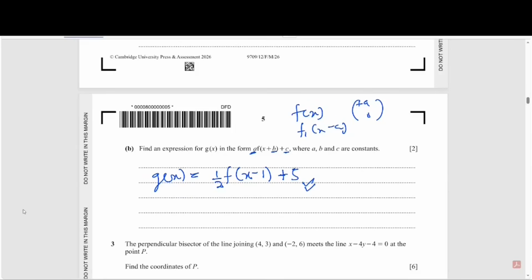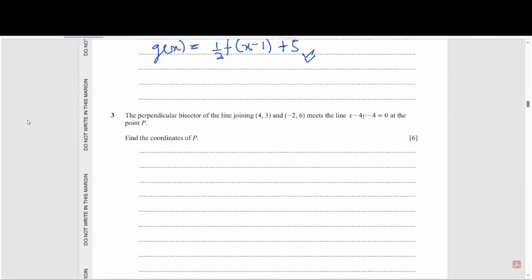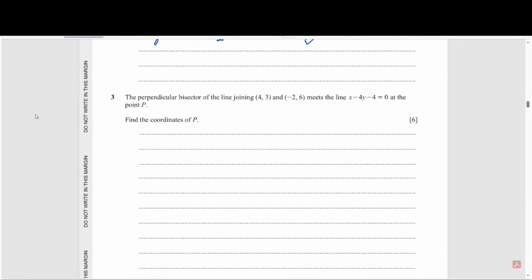Now question 3. The perpendicular bisector of the line joining 4, 3 and negative 2, 6 meets the line at the point P. Find the coordinates of P. So we first of all need to find the perpendicular bisector of these 2 points. So we have two keywords: we have perpendicular and we have bisector.